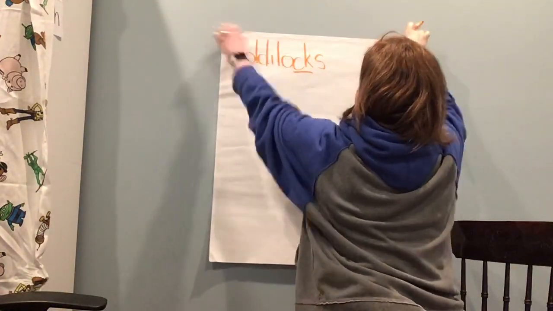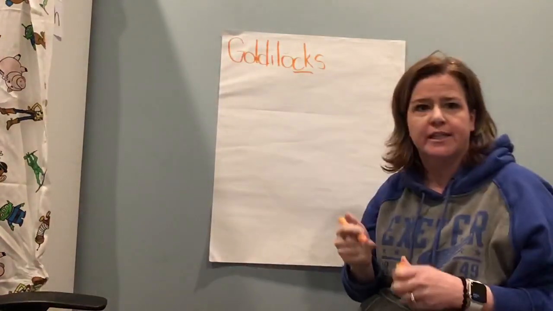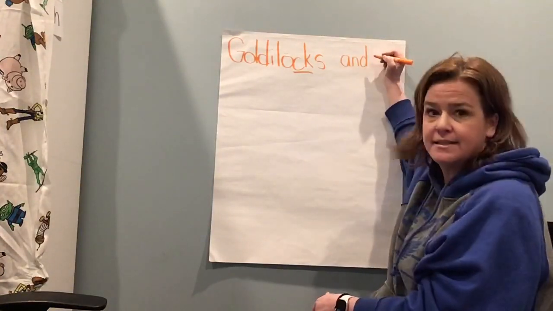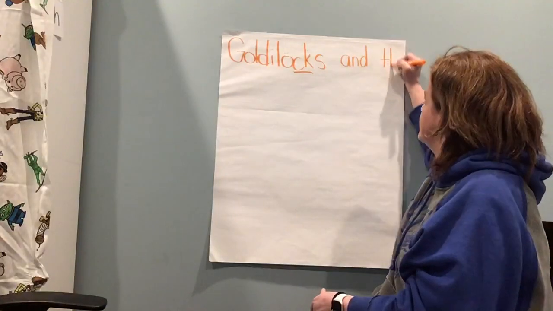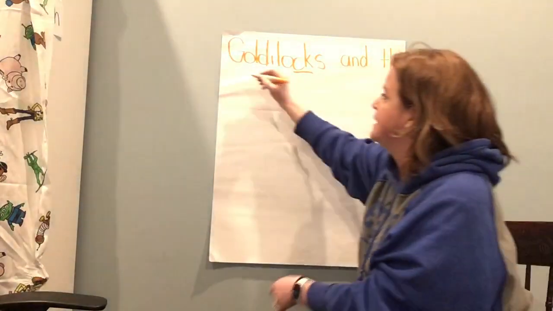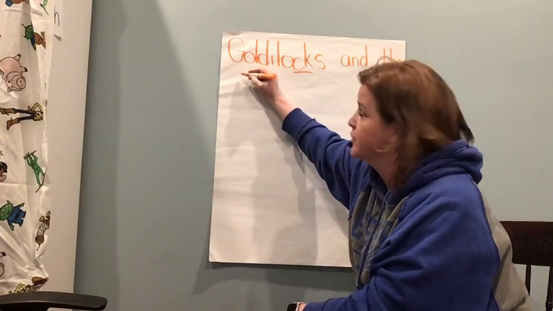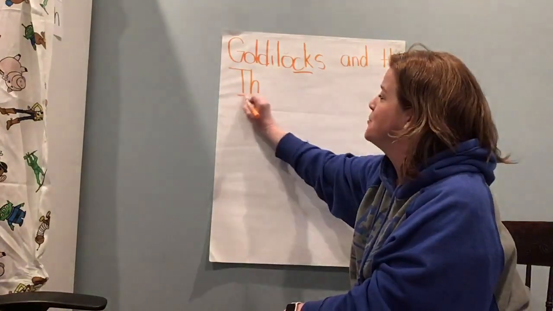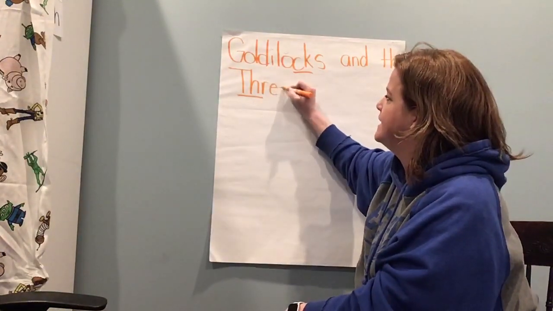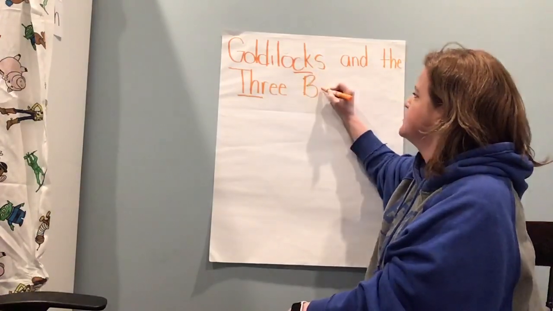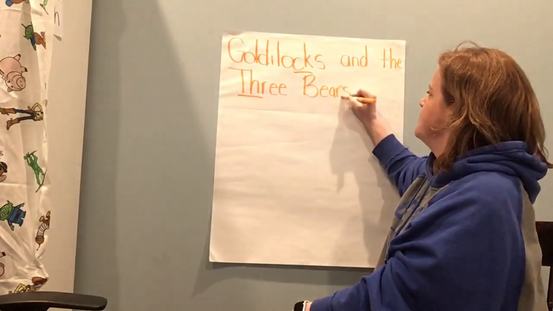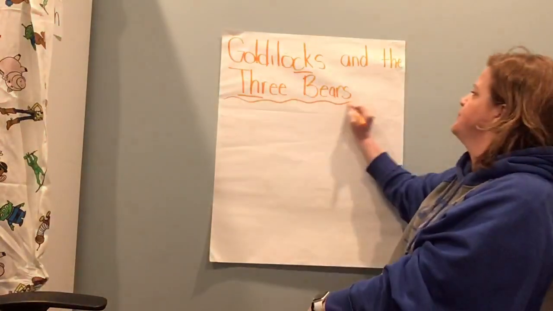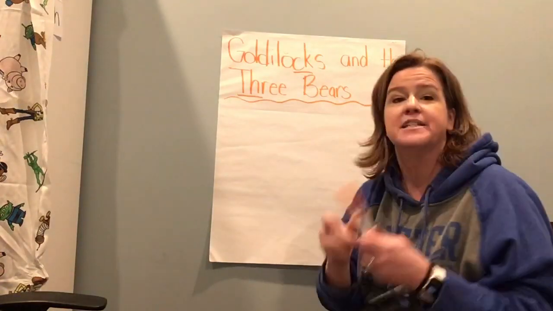The paper's falling. Sounds like Chicken Little. Goldilocks and, that's a sight word, and the, another sight word, three. You can write the number 3 or you can write the word three out. I'll write the word three out because it has a digraph. Two letters, one sound. Three bears. Bears. Goldilocks and the Three Bears. So I'm going to put that there, and that's my title.